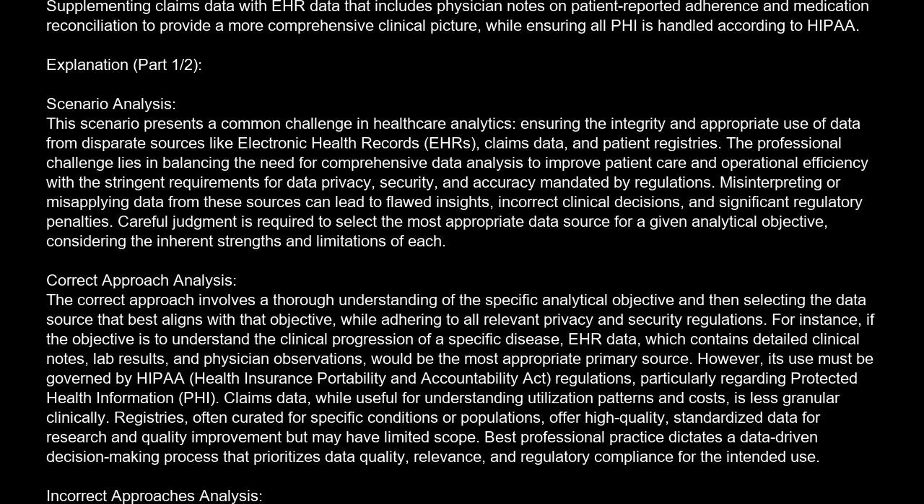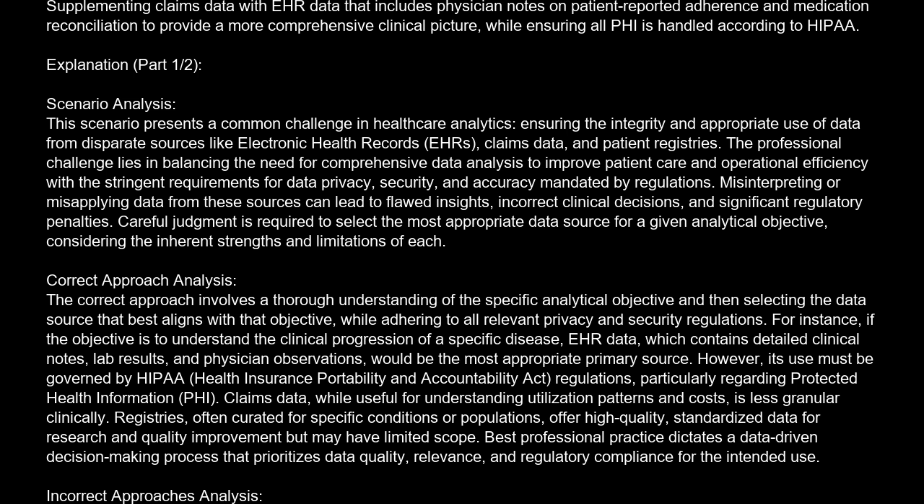Registries, often curated for specific conditions or populations, offer high-quality, standardized data for research and quality improvement, but may have limited scope. Best professional practice dictates a data-driven decision-making process that prioritizes data quality, relevance, and regulatory compliance for the intended use. Incorrect approaches analysis.